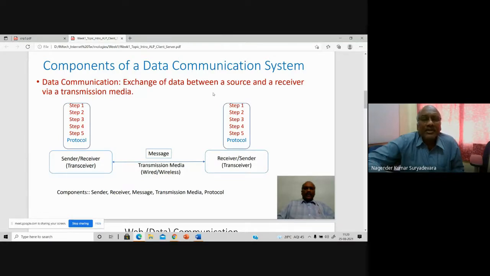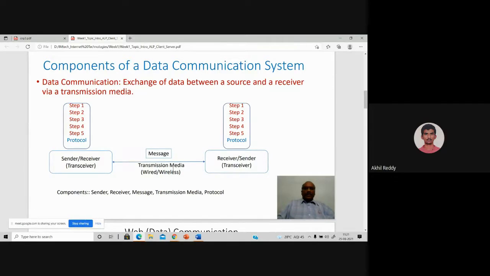Exchange of data between a source and a receiver via a transmission media. Transmission media, basically for wireless, is the medium through which our data is getting transmitted. If you are using wireless, can anybody tell me the answer? Electromagnetic radiation. Electromagnetic waves. Yes, Sakshi.